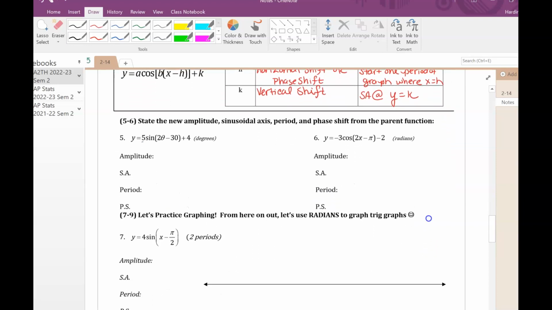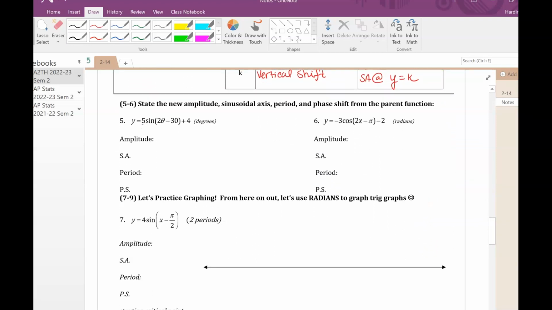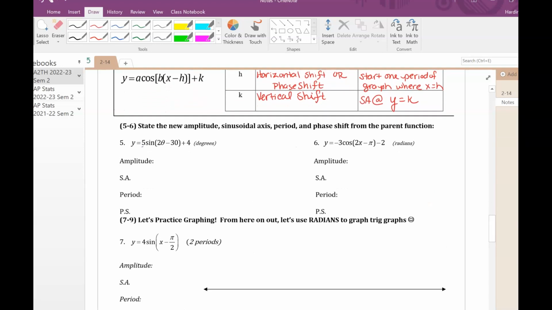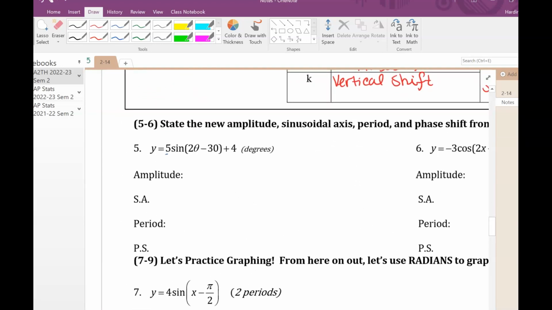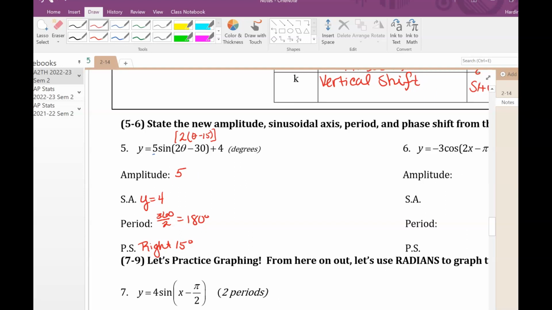All right, let's go through these here at the bottom. Notice that these equations are not written in exactly the same form. So before you answer these questions, what I'm going to do is this. I'm going to factor out the b. Okay? So then the information that I have, the amplitude is 5. The sinusoidal axis is y = 4. The period of the graph in degrees is 360 divided by 2, so that's 180 degrees. And the phase shift is right 15 degrees. So that's where we would start one period of the graph.